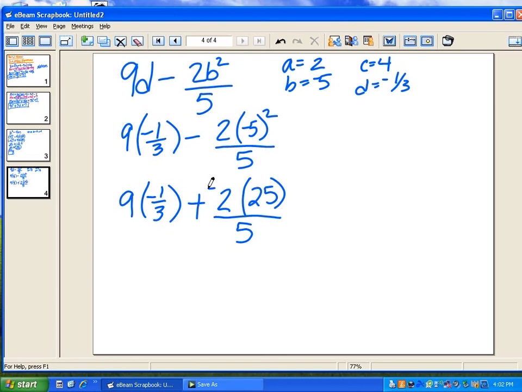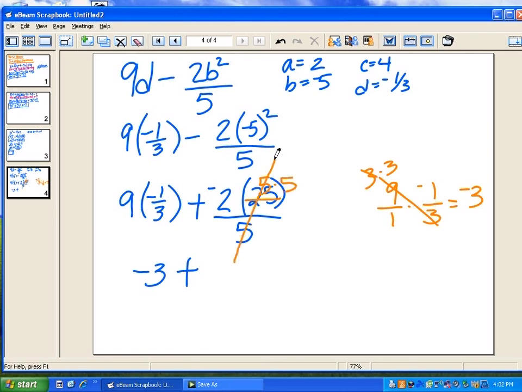9 times a 1/3, I'm going to come over to the side of my paper and do 9 over 1 times 1 over 3. And this one's a negative, so a negative times a negative is going to give me a negative. And there's an equivalent form of 1 hidden in here. Okay, and so I get a 3 times a negative 1 is a negative 3. So when you combine 9 times 1/3, you get negative 3 plus. And again, I can see an equivalent form of 1. I can say that 25 is really 5 times 5. And now I have an equivalent form of 1 that's gone. And negative 2 times 5 is negative 10. And negative 3 plus negative 10 is negative 13.